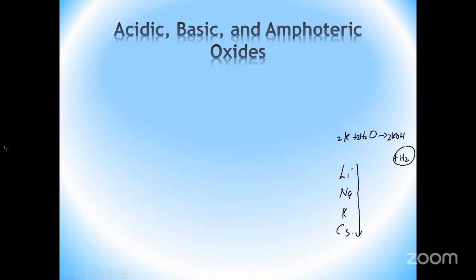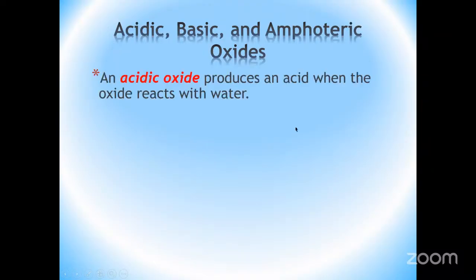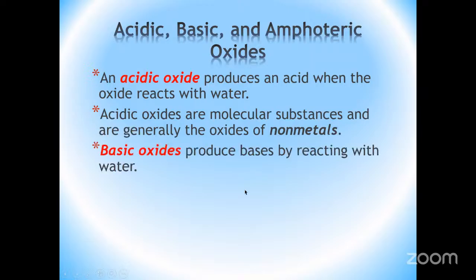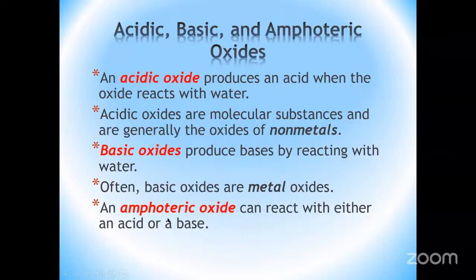Let's talk about, I think this is the last topic in this chapter. Let's talk about the difference between acidic, basic, and amphoteric oxides. Acidic oxides are oxides that produce an acid when added to water, and these are typically non-metallic oxides. Basic oxides produce bases when added to water, and these are typically metallic oxides. And an amphoteric oxide can react with either an acid or a base.